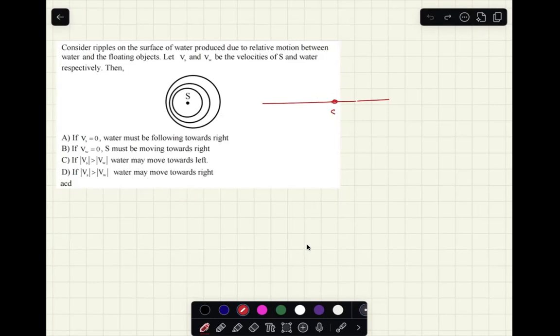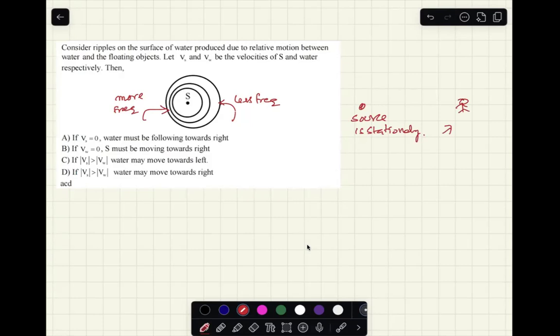Now, please try to understand what I need to understand in this question: more frequency, less frequency. That is what I need to understand. I have no idea what is happening over here. Suppose the source is stationary. If the source is stationary, an observer in this frame will measure the wavelength as (C plus Vw) by F0.